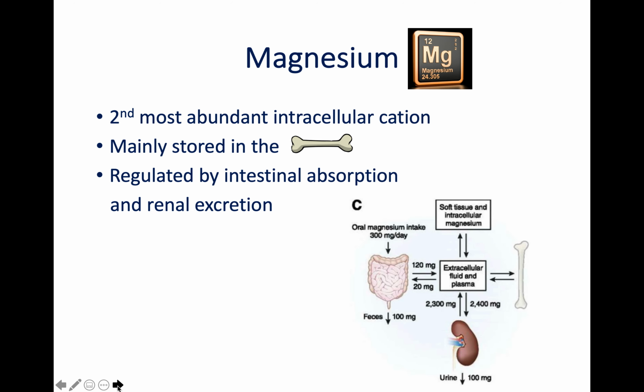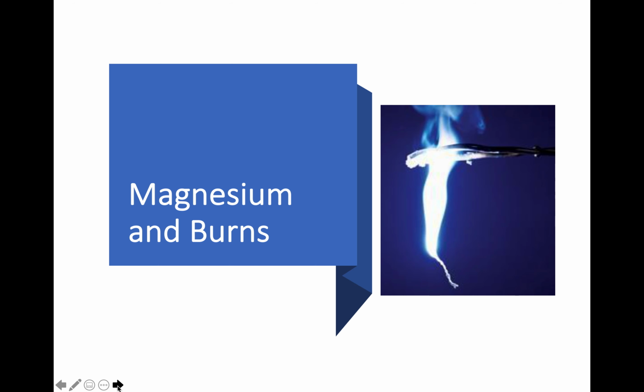Looking at magnesium just in general, it's the second most abundant intracellular cation. It's mainly stored in the bones, and the magnesium concentration in the body is regulated by intestinal absorption and renal excretion of magnesium. So even though less than 1% of the magnesium occurs in the serum, it is the only surrogate marker that we have for magnesium. So while it's not an ideal marker, that is unfortunately how we have to measure magnesium, and it's not a great representation of total body magnesium, unfortunately.